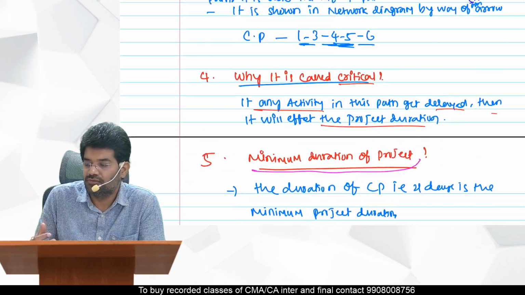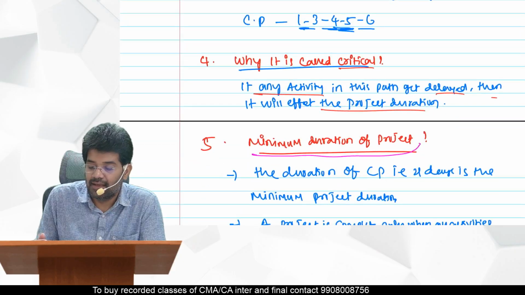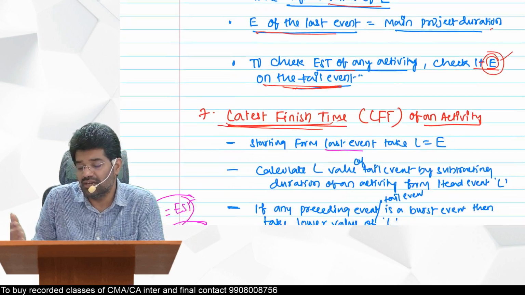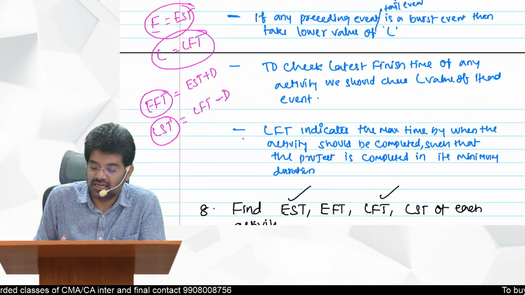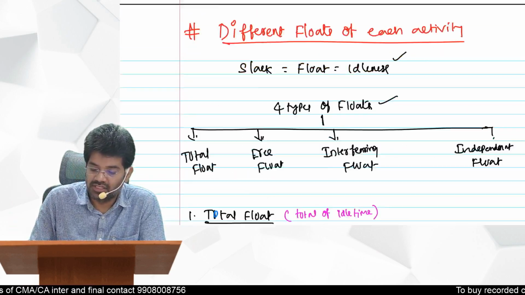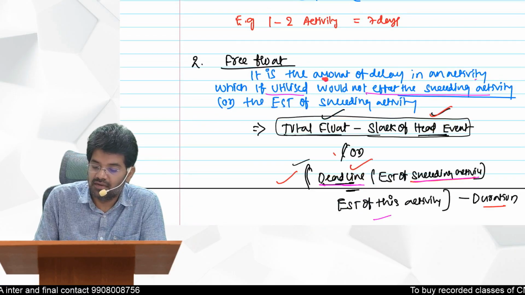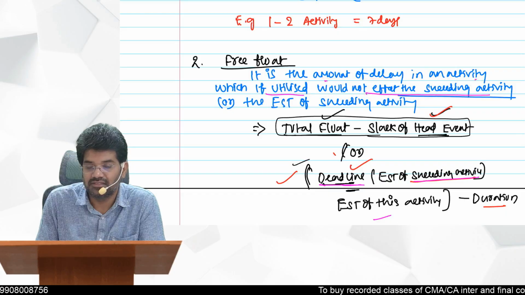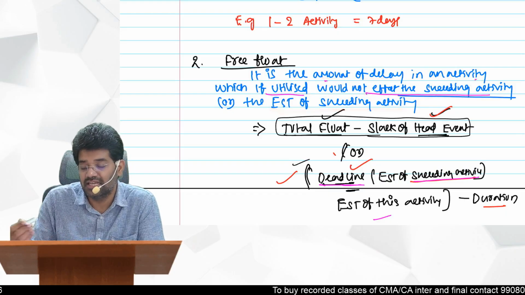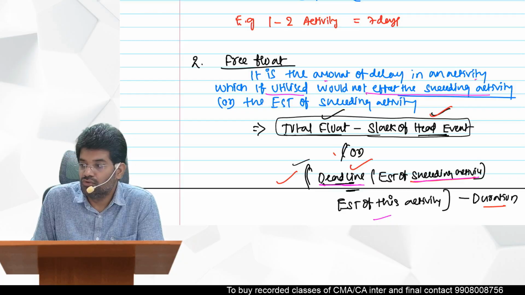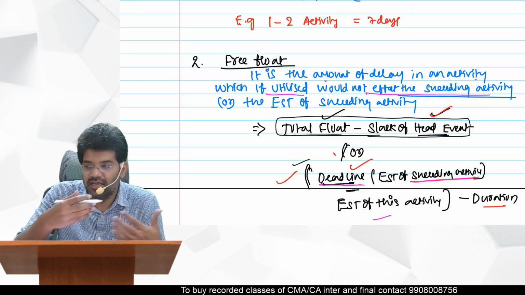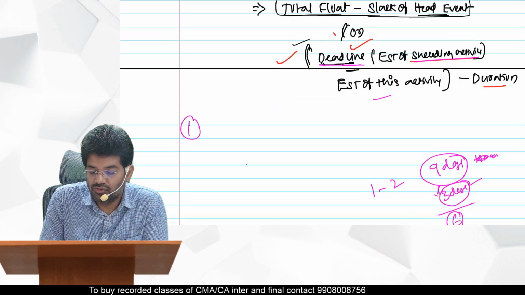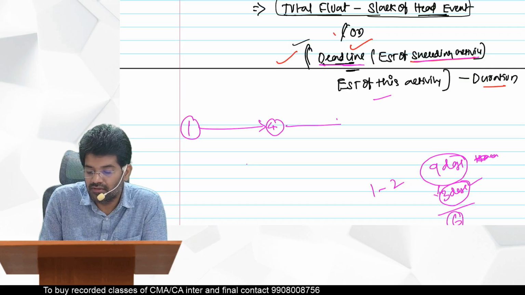The amount of delay out of the total float which, if you utilize it, does not affect your succeeding activity's earliest start time. That is what is being written here. It is the amount of delay in an activity which, if utilized, would not affect the earliest start time of the succeeding activity. I have explained the logic just now earlier. I took 1 to 4 as an example, 1 to 4, 4 to 5 I have shown you there.